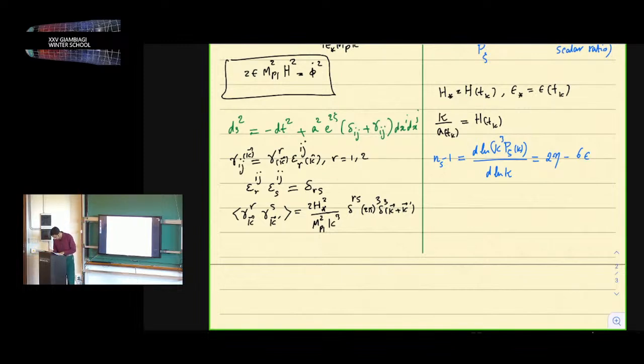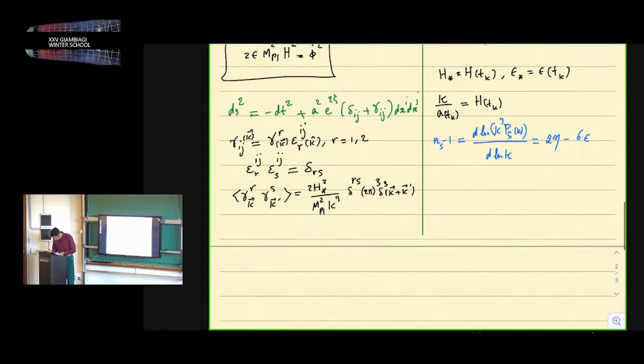Similarly, we can also define the tensor tilt. That seems maybe a bit too futuristic to observe, but it's easy to compute, so I can just write it. In a similar way, we define the tensor tilt, and the tensor tilt is, of course, much easier to compute. It is just minus 2 epsilon.